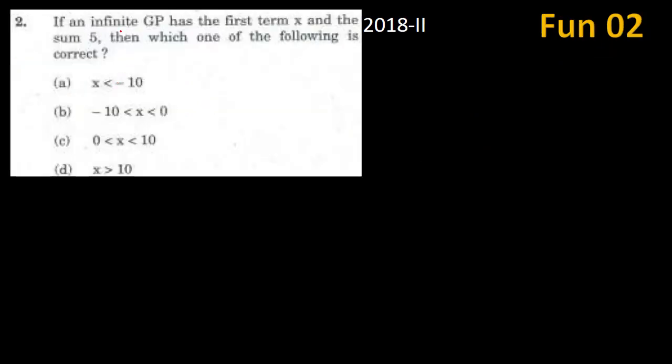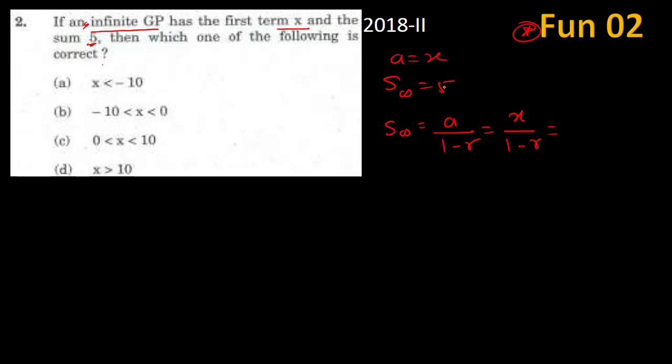If an infinite GP has the first term x, so the value of A is given as x, and the sum is 5. The sum of the infinite GP is given, sum to infinity is equal to 5. Then which one of the following is correct? Very good. If you see fun class number 02, you will understand this question. The sum to infinity of a GP is S infinity equals A upon 1 minus R. So A is x, and x divided by 1 minus R is equal to 5.